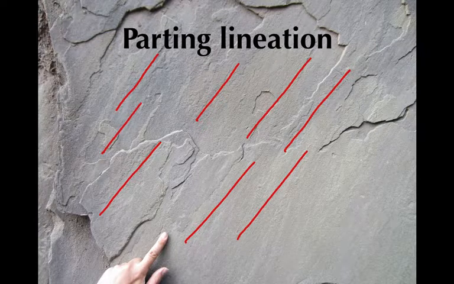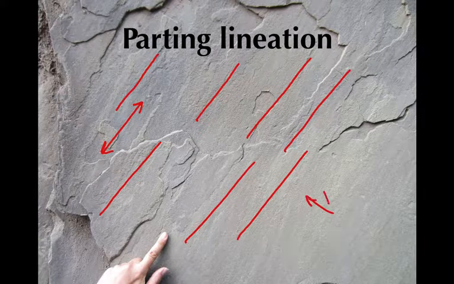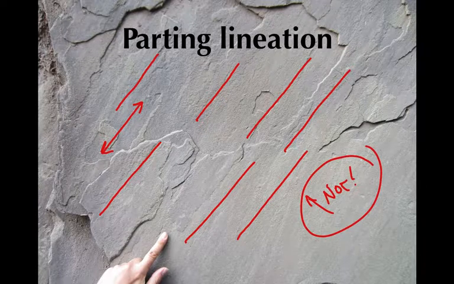And what they essentially tell you is that the current was either going that way or that way, but not that way. So they're a good current indicator, and like I said, they're usually associated with plane lamination. And so here we're looking on the upper surface of a plane laminated sandstone bed.